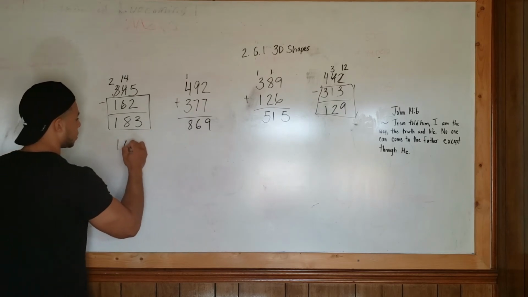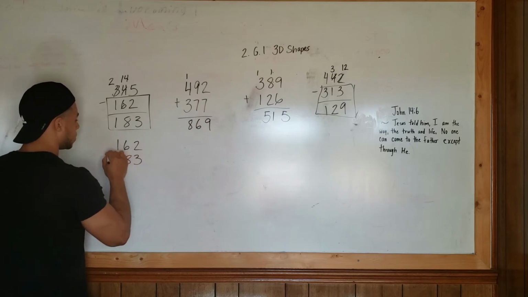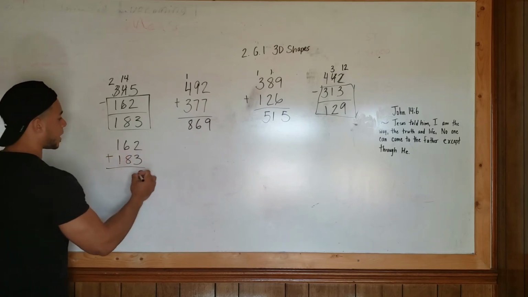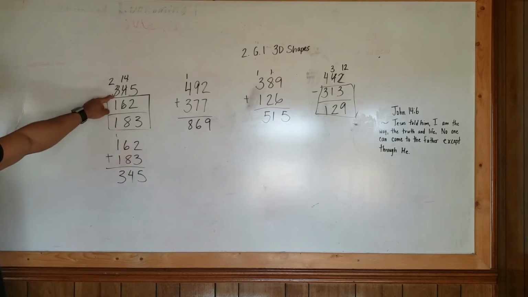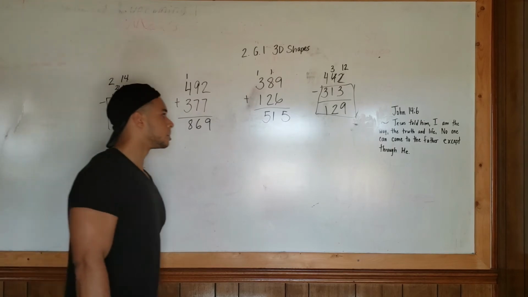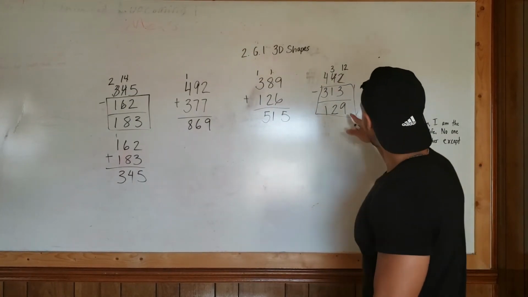All right, so let's add our first 2 numbers. Let's write it down here, set up our equation. Make sure that your numbers line up. 2 plus 3 equals 5. 6 plus 8 equals 14. Carry your 1. 1 plus 1 plus 1 equals 3. 345. Do we have 345 up there? So we got it correct. And let's do the same thing for this last one, and we'll move on to some more review.